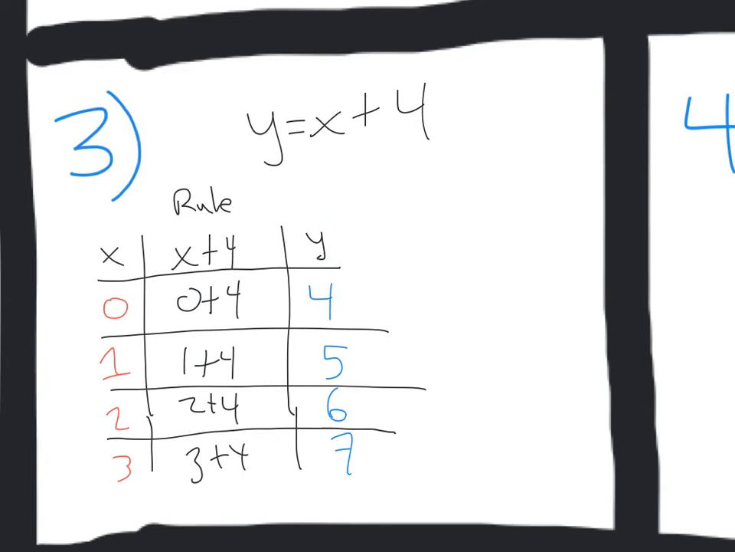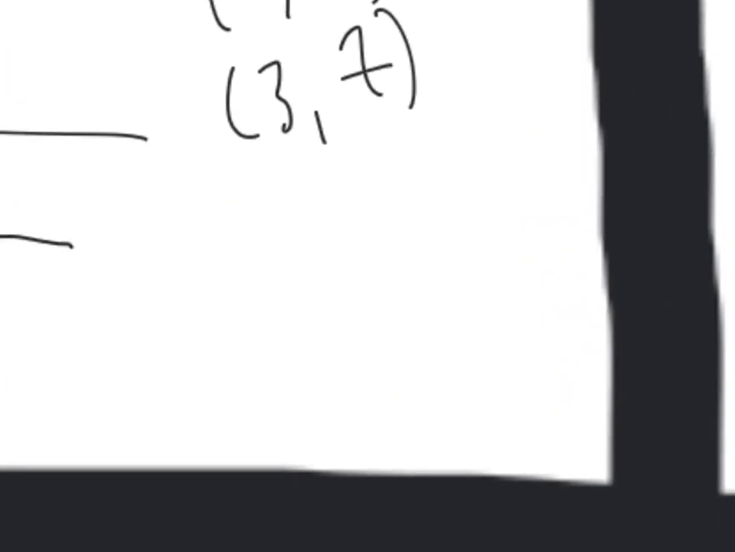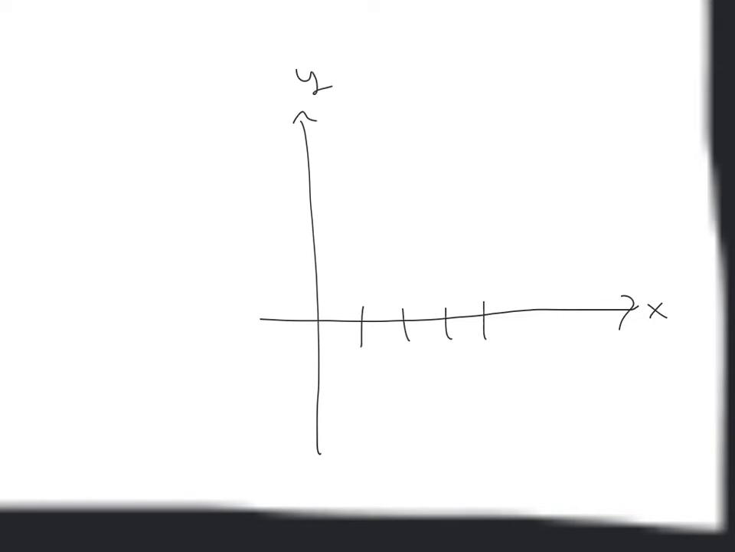So here are your ordered pairs. You've got 0, 4, 1, 5, 2, 6, and 3, 7. Okay, let's try graphing those points on the coordinate plane. I'm going to zoom in really quick. X, Y, 1, 2, 3, 4, 5, 6, 7. 1, 2, 3, 4, 5, 6, 7.